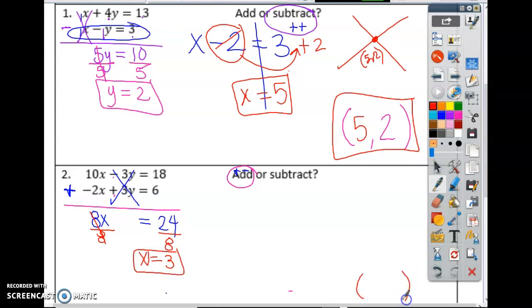So here's my solution. 3 goes in the front because it's the x. And then I'm going to take that number and plug it into one of these on top. I'm going to use this one. So I have 10x, my x is 3, minus 3y equals 18.